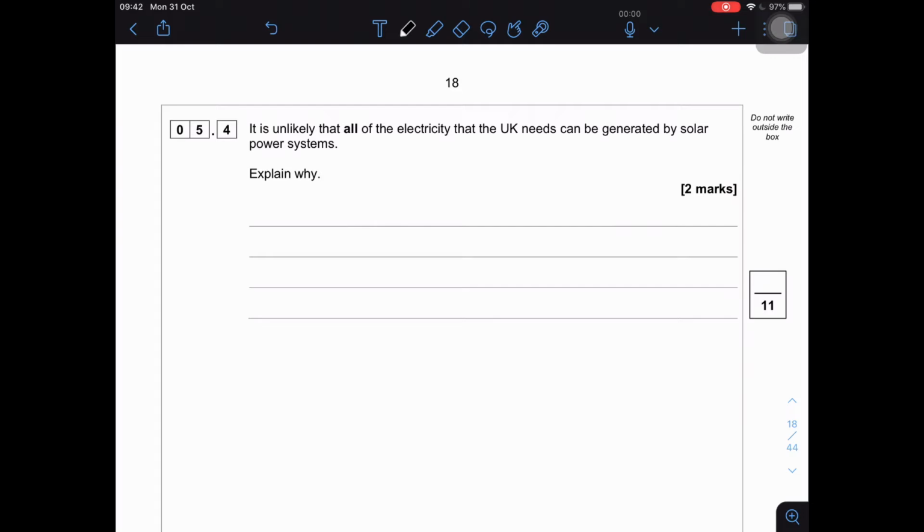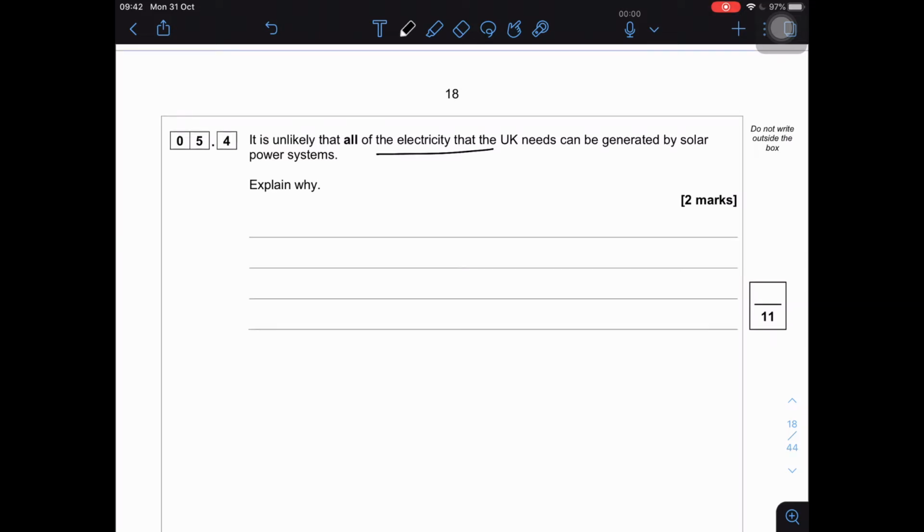It is unlikely that all the electricity of the UK can be generated by solar systems. Why? Why do you think we can't depend fully on solar systems? One of the biggest problems with solar cells is that you need large amounts of land to put the solar cells. All right, you need large surface area for solar cells.